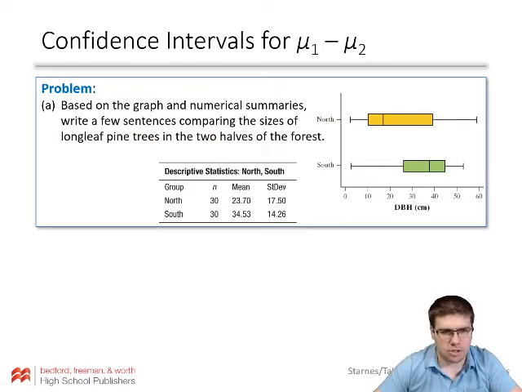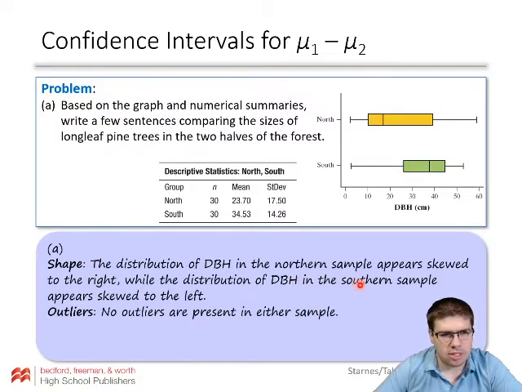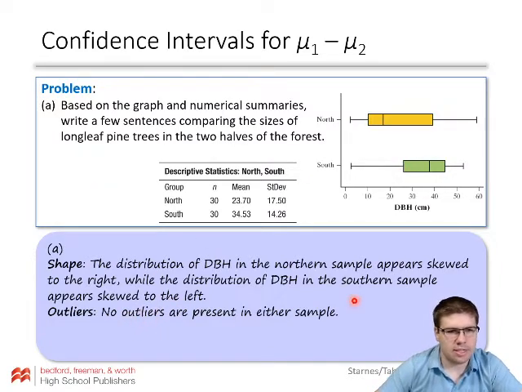So how do the shapes compare? Well, the distribution of DBH in the northern sample appears to be skewed to the right. Most are pretty small, and there's a few really large ones. While the distribution of DBH in the southern sample appears to be skewed to the left. So most are up high, and then skewed to the left. And then no outliers are present in either sample. So we can work that into shape.